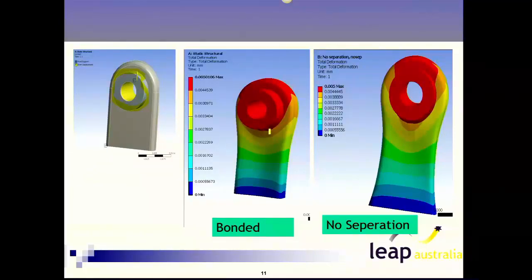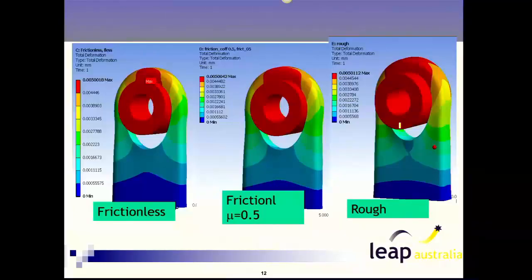With the bonded contact, the parts can't slide relative to each other, nor can they separate. With no separation, you can have a small amount of relative sliding in the contact. When I say small sliding, it's usually a fraction of an element length. If it's more than that, then your contact is more than likely non-linear, and a no separation contact is inappropriate. It's most likely going to give you incorrect results because you've assumed small deflection, but the parts have slid a lot relative to each other.